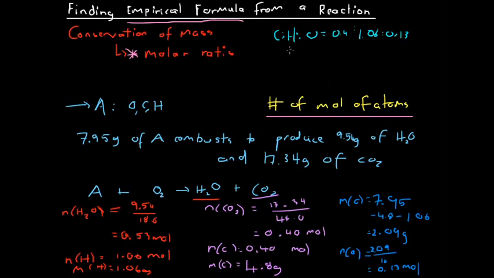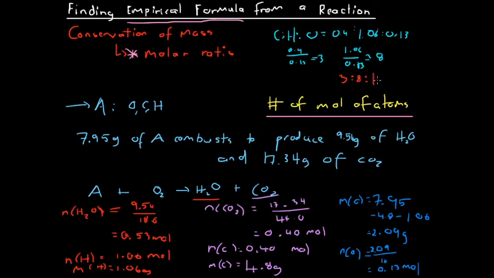So 0.4 over 0.13 is equal to 3, and 1.06 over 0.13. Remember, we're using the full values, not just the rounded values here. So that's approximately equal to 8. So that means that this ratio can in fact be rewritten as 3 to 8 to 1.